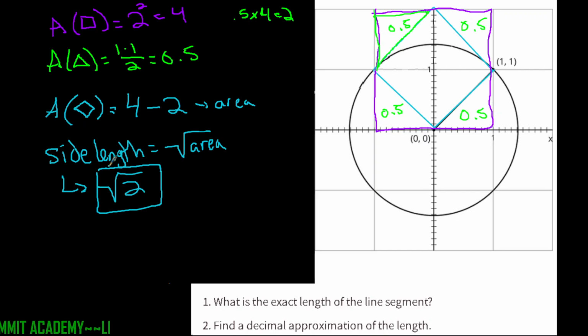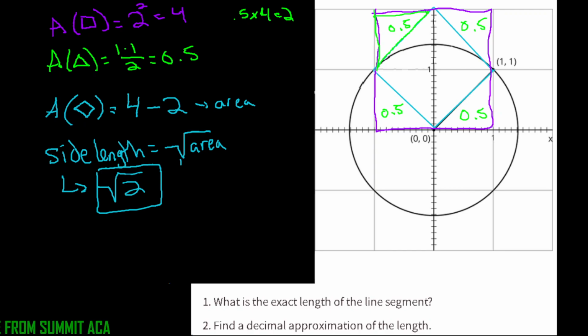So just like I did before, draw the tilted square, draw the large square in purple, find the area of the large square and the small triangles, and then take the difference of those two to find the area of your tilted square, and then take the square root to find the side length.